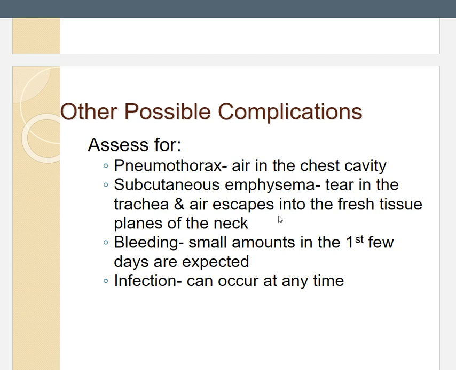Infection is a possibility, especially when people are not using sterile technique when they're suctioning a patient, because we want to keep that airway free of any organisms so they don't develop complications like bronchitis and pneumonia and things like that. We want to make sure to prevent infection and change dressings often.